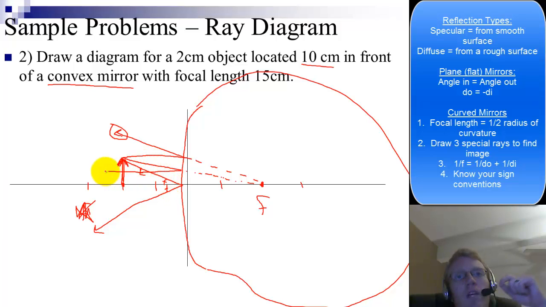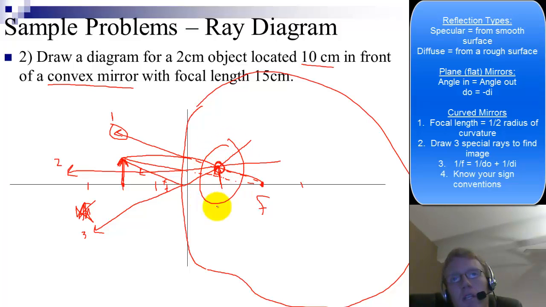Okay, so I have 3 light rays coming out. 1, 2, 3. Obviously, these 3 light rays are never going to cross. They're diverging away. So with a diverging mirror, the light rays will never cross. You'll always have to trace them back and see where it looks like they came from. So this one here looks like it came from here. This one here looks like it came from here. And this one here looks like it came from here. So you can see all 3 of them appear to be coming from this spot right here. So that right there is the location of your image.